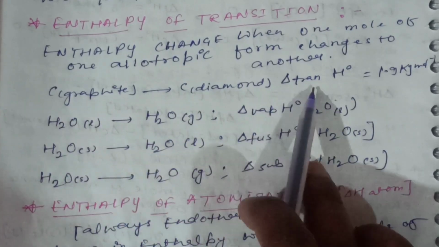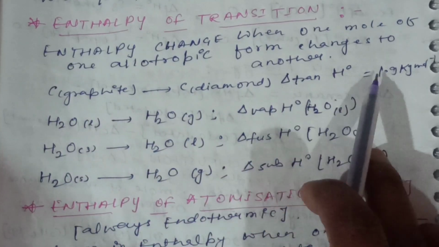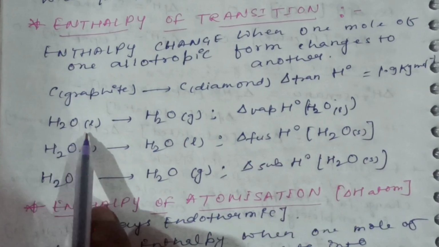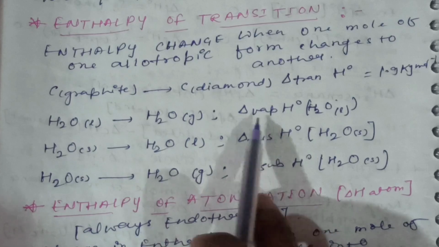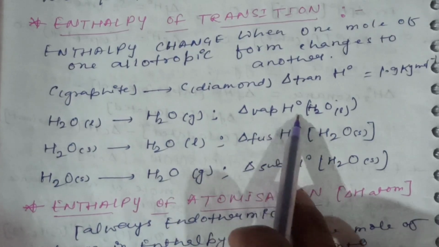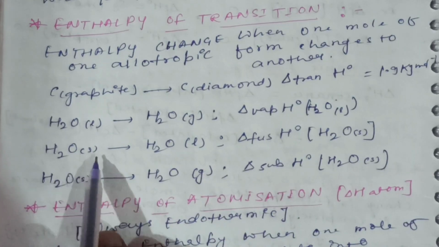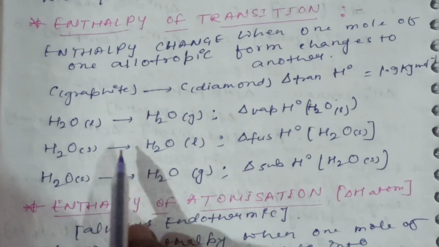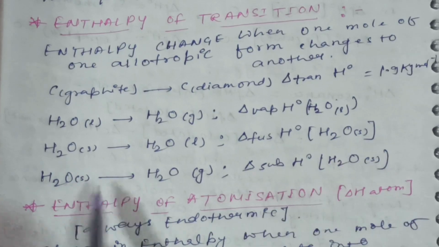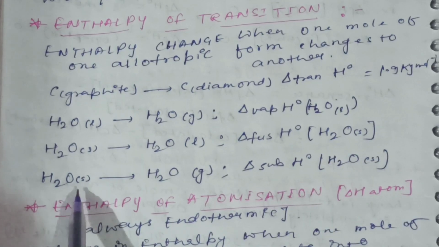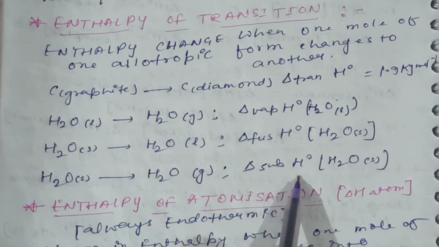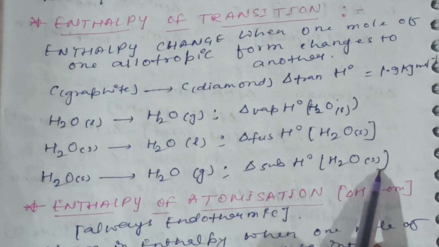C graphite to C diamond, ΔtransH° is equal to 1.9 kilojoule per mole. H2O liquid to H2O gas, ΔvapH° of H2O(l). H2O solid to H2O liquid, ΔfusionH° of H2O(s). H2O solid to H2O gas, ΔsublimationH° of H2O(s).